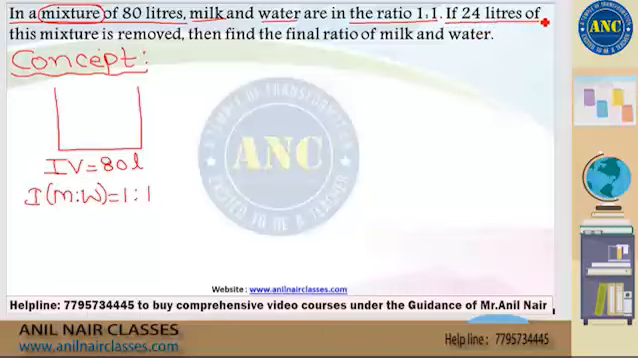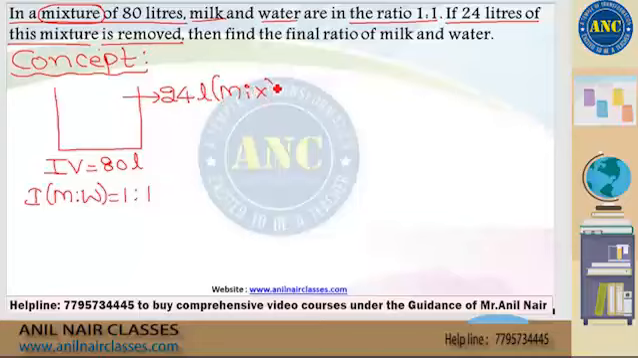If 24 liters of this mixture is removed, that means totally there is a mixture of 80 liters. The ratio of milk and water initially is 1:1. From that 80 liters, I will remove 24 liters of mixture. Then find the final ratio of milk and water. What should be the final ratio of milk and water is the question.